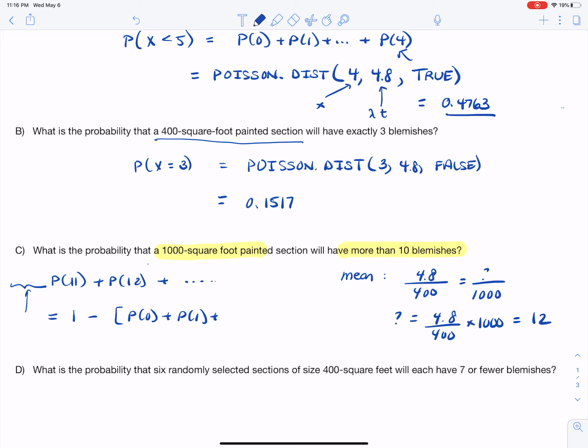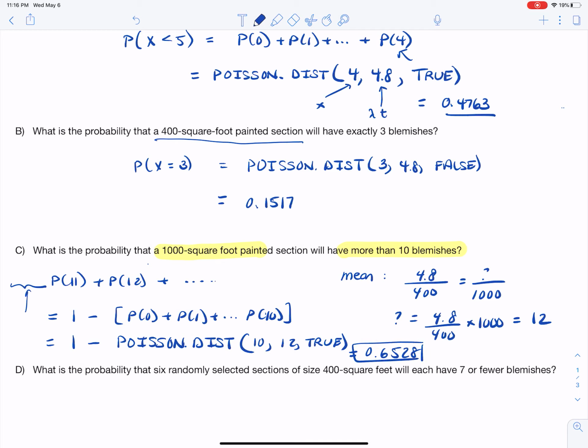0, 1, and up to 10. Which is 1 minus, we'll call it Poisson.dist. And again, the same kind of thing happens. We're going up to 10. Our mean rate is 12. And it is cumulative. And what that equals, it should be 0.6528. So there we have that.